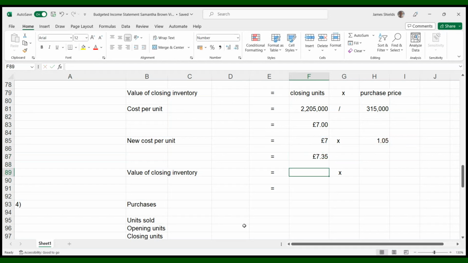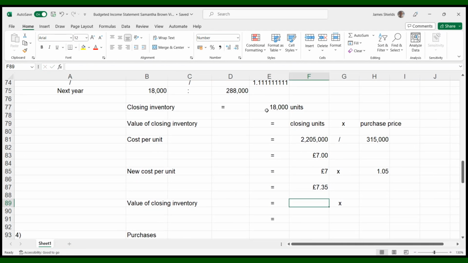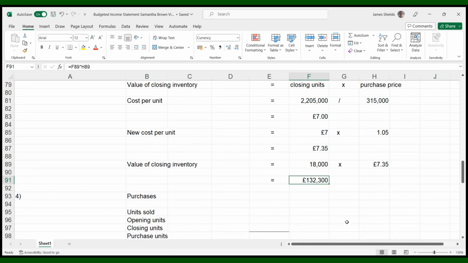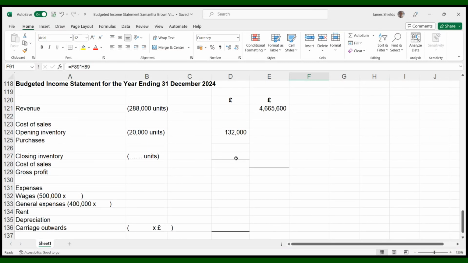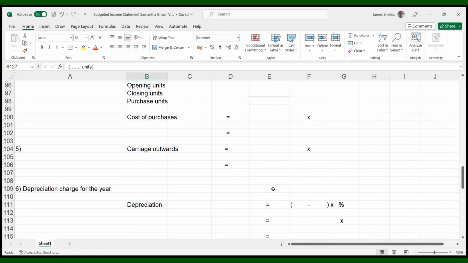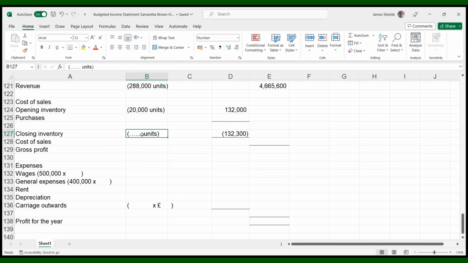So now the value of my closing inventory, we know the number of units. It's the 18,000 units. And the current cost price is £7.35. So the value of the closing inventory is going to be the 18,000 times £7.35. That's going to be 132,300. So I'm going to put that now in my budgeted income statement. So closing inventory 132,300. And again, I'm going to put down the number of units. Just check, I think that was 18,000. That's right, 18,000. I'm going to use that in a moment to work out my purchases. So it's going to be 18,000 units.